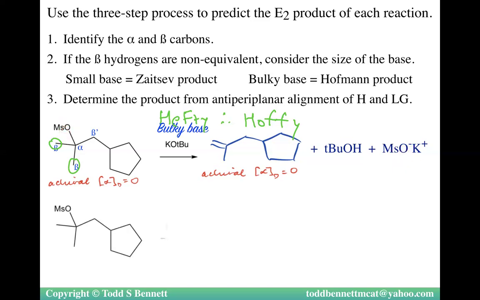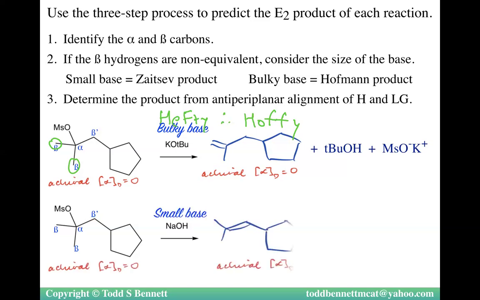So far, so good. If you use NaOH, much smaller, now you can get that double bond. So here's my alpha, and here are my betas. My small one was preferred with the bulky base, but with the small base, I'm going to prefer the more substituted double bond. Again, the chirality doesn't seem to matter here. Bringing it up because I want to get in a good habit of paying attention to all the details.